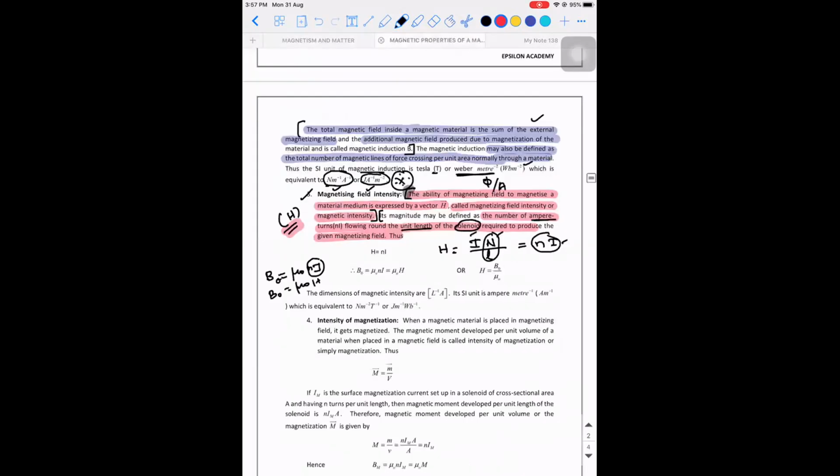Okay. So now I'll share this document only. So there's a simpler one to understand. So B naught is equal to mu naught into H, or H will be equal to B naught divided by mu naught. Remember this expression. This is a very, very important expression. This one and this one, because the concept of hysteresis is explained using this mathematical formula.